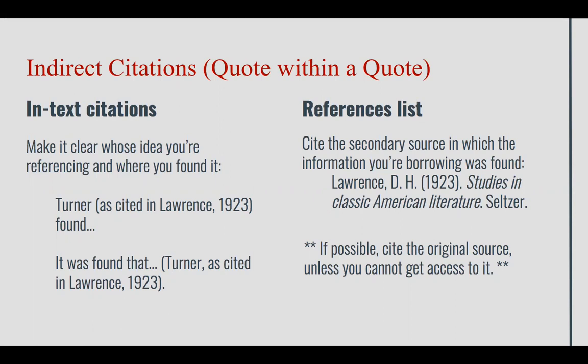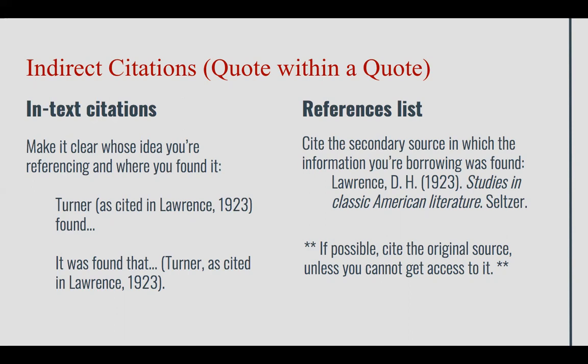So if you are doing an indirect citation, here on the left side of this slide is what it would look like for your in-text citation. You just need to make it clear whose idea you're actually referencing and where you found it. So you could say Turner, and then your parenthetical, as cited in Lawrence, 1923, found blah, blah, blah. Or you could say it was found that, and then reference the idea, and then include your parenthetical citation, Turner, comma, as cited in Lawrence, 1923.